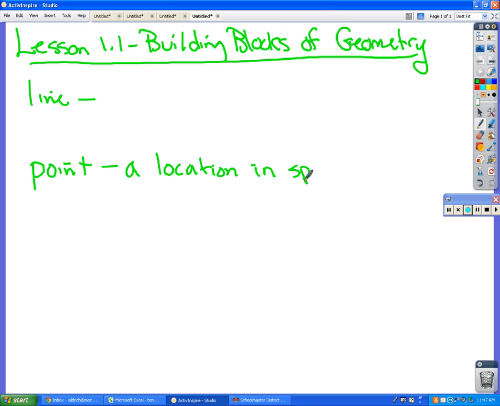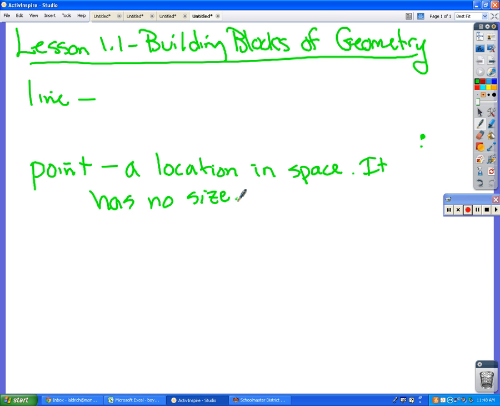in space. All right? How big is a point? Is a point this big? Nope. Bigger or smaller? Smaller. Is a point this big? Smaller? How big is it? It actually has no size. It is kind of a trick question.